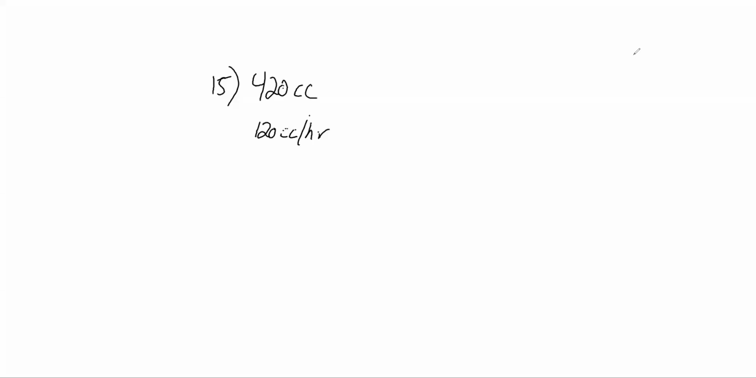All right, so to do this question, this is actually a really good question where desired over have works. You're going to take your 420 cc's over the 120 cc's times your hour in this instance. So what is 420 divided by 120? 3.5.